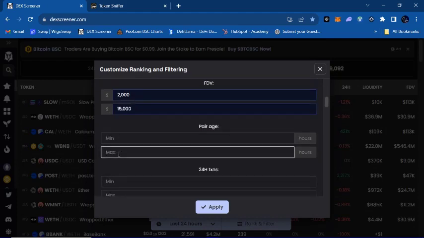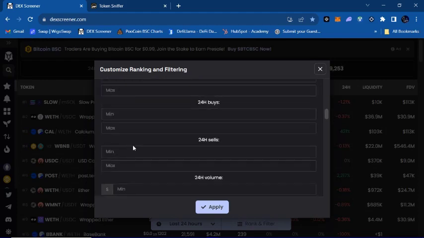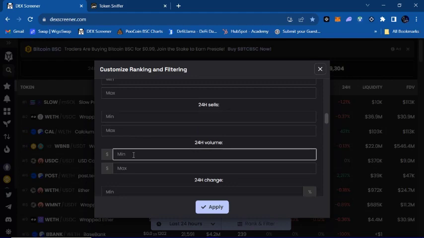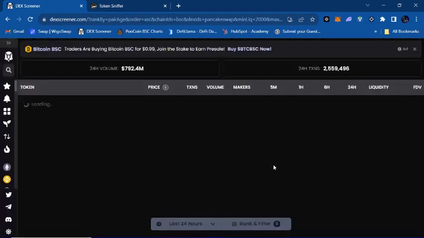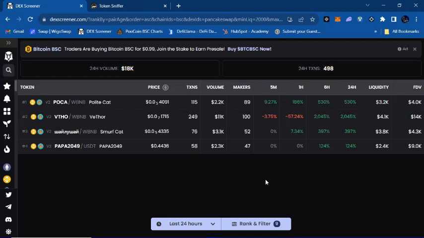Now the pair age should be at maximum 5 hours old. Then we'll come to the 24-hour volume, and there should be a minimum of $2,000 traded within 24 hours. So with these filters, you would click apply. Now, as you can see, there are 4 tokens that have appeared. These 4 tokens are the ones that we would look at. So you can see Polite Cat, Vitor, Smurf Cat, and Papa 2049.